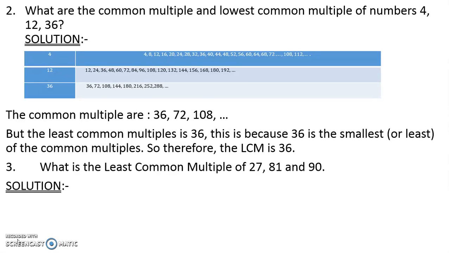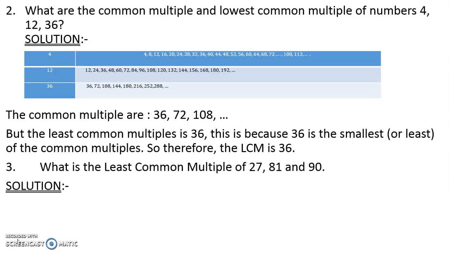Now, looking at what we have on the screen, the common multiples of 4, 12, and 36 are 36, 72, and 108. And we have more others as we continue with our multiples. But the least common multiple, the LCM of the three numbers, is 36. That is because 36 is the smallest or the least of all the common multiples we have in the three numbers. So, therefore, we can say that the LCM of these three numbers is 36.